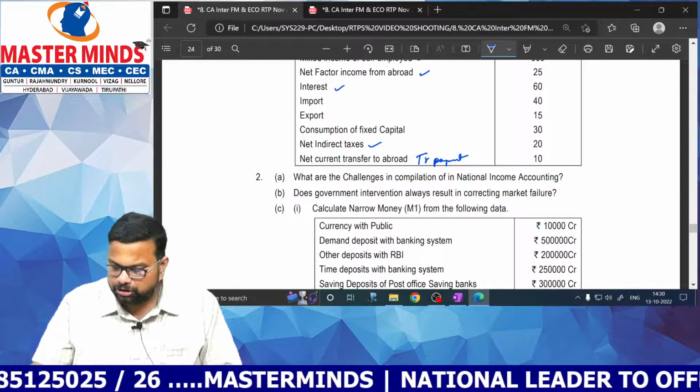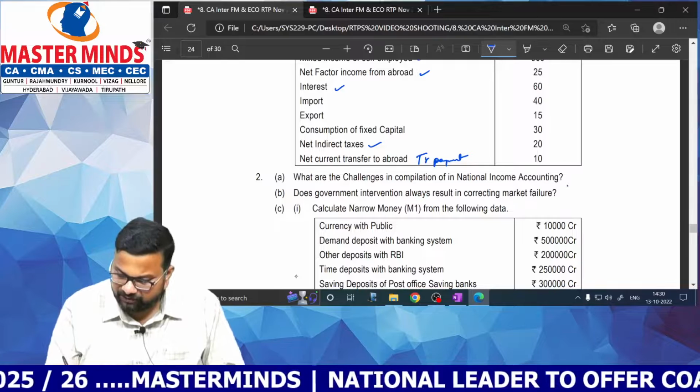Next, does government intervention always result in correcting market failure? Basically, here we are talking about government failure.